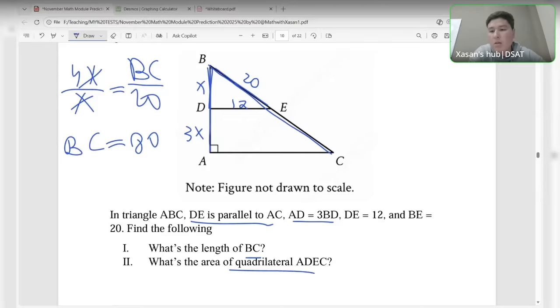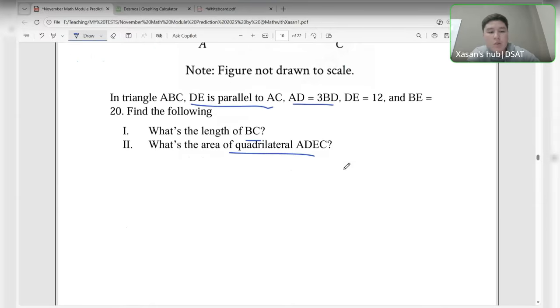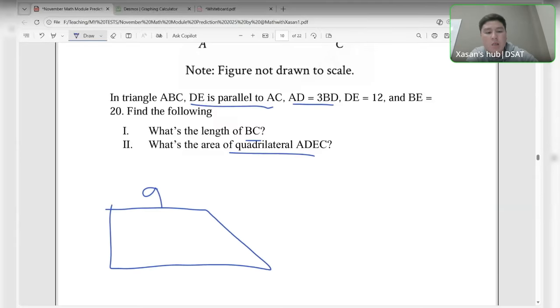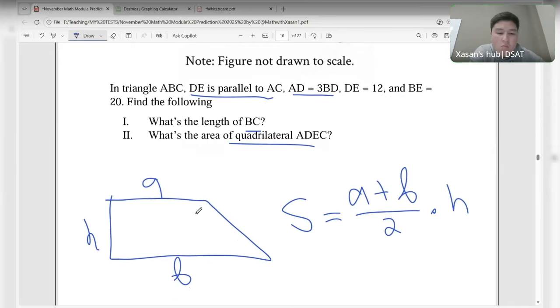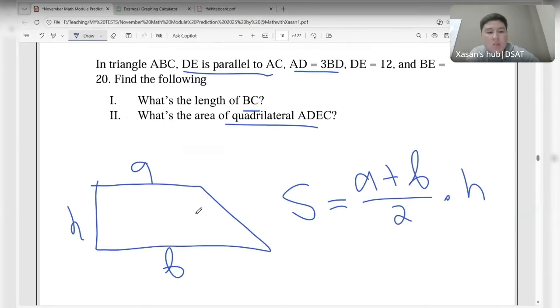And now the question is asking the area of the quadrilateral ADEC. Guys, it's a quadrilateral, or you can just say a trapezoid, right? And one thing, guys, just understand. To find the area of the trapezoid, let's say these are a, b, and height, we'll just use the formula S equals (a plus b) divided by 2 multiplied by height. This (a plus b) divided by 2 is the midline, the line in the middle.